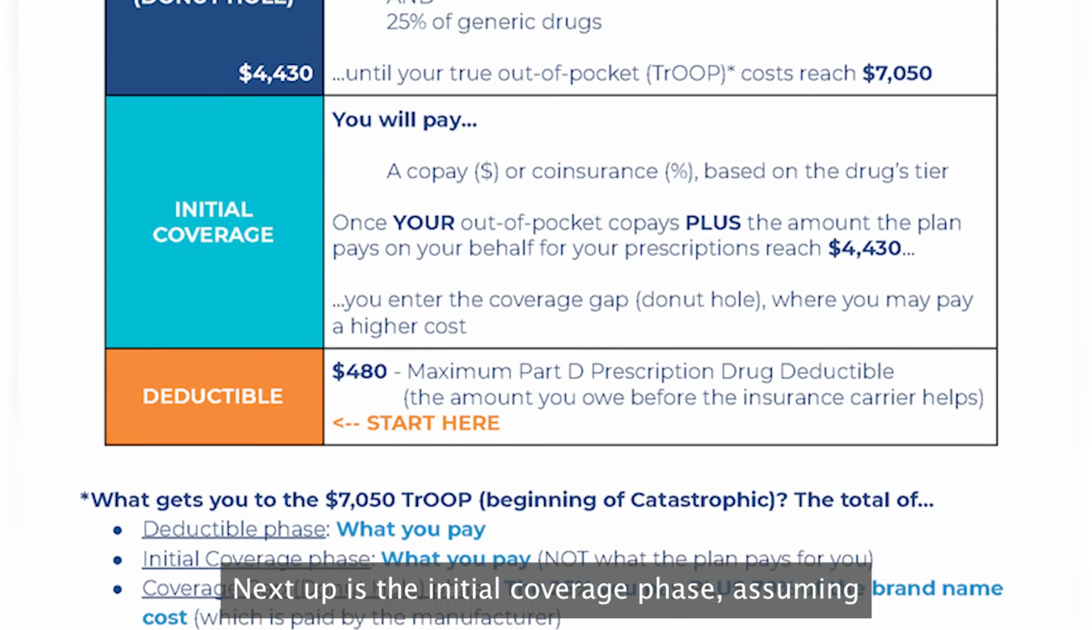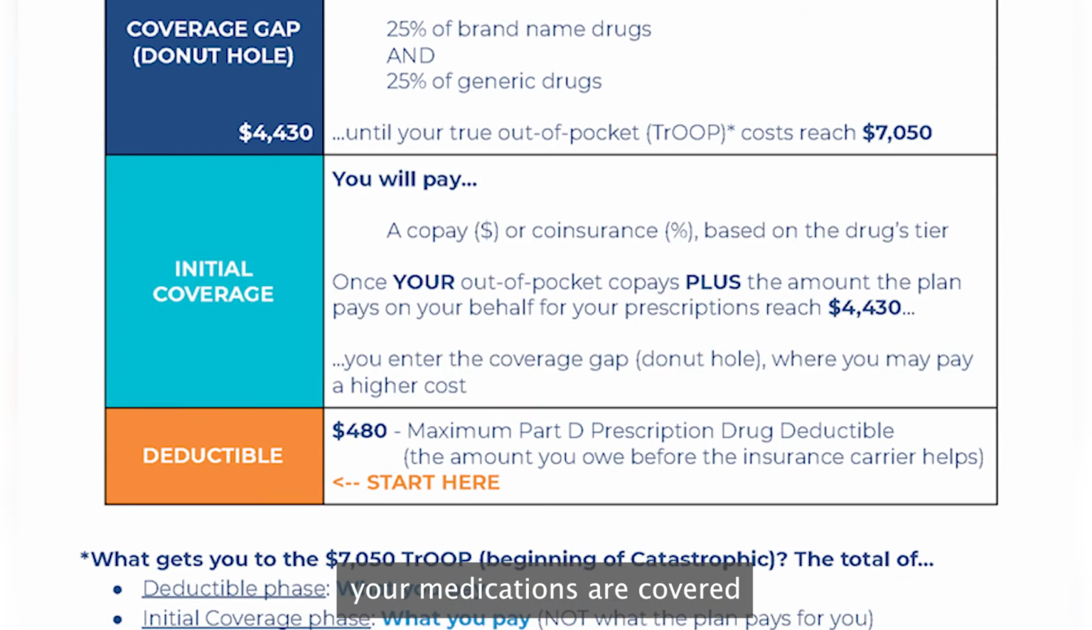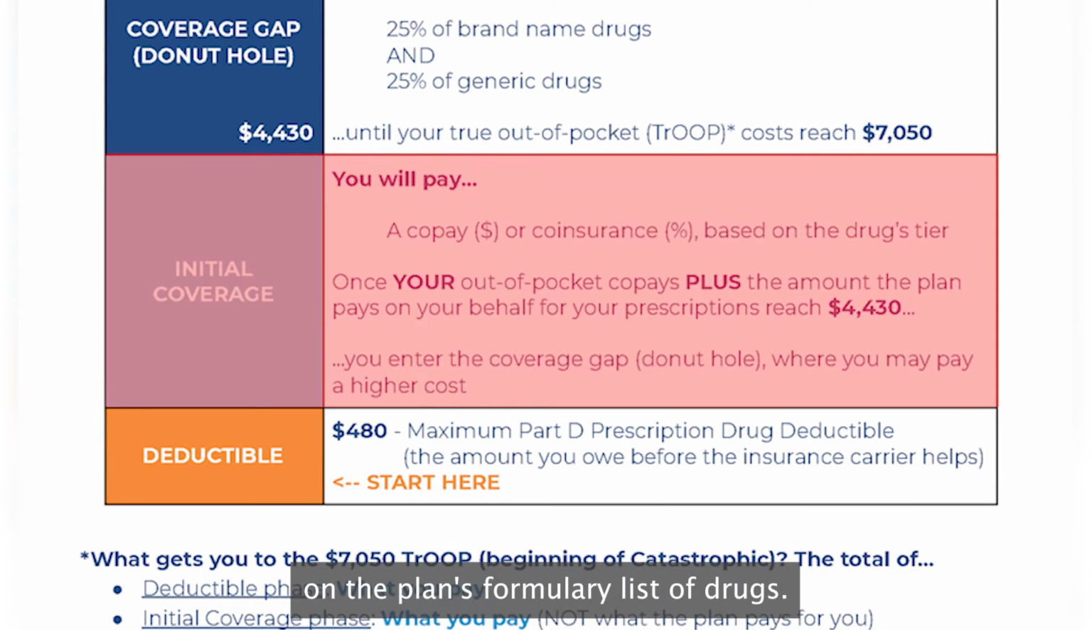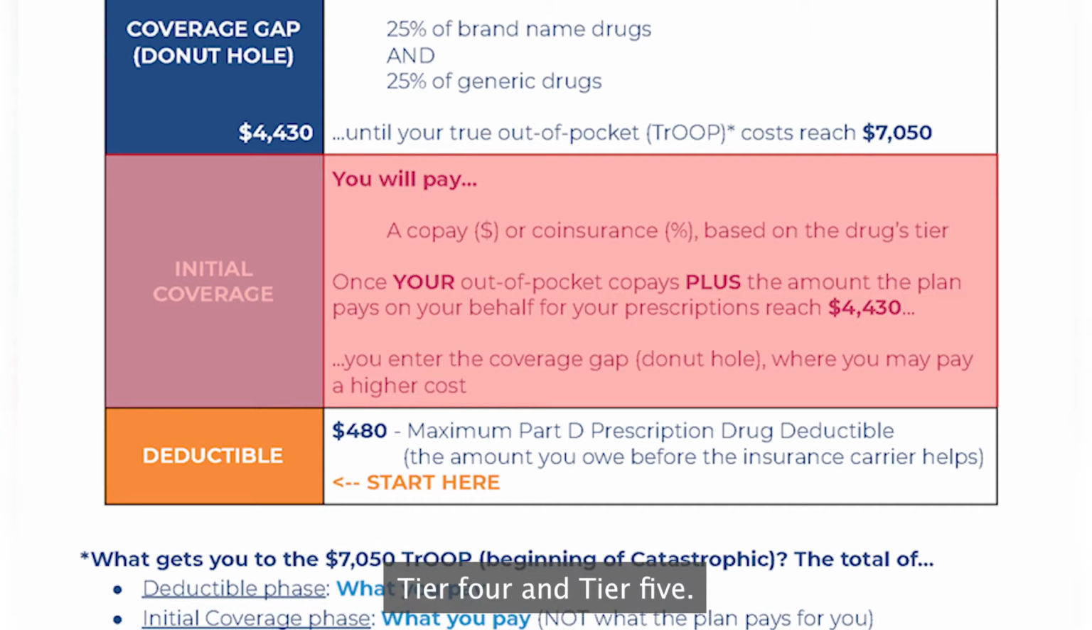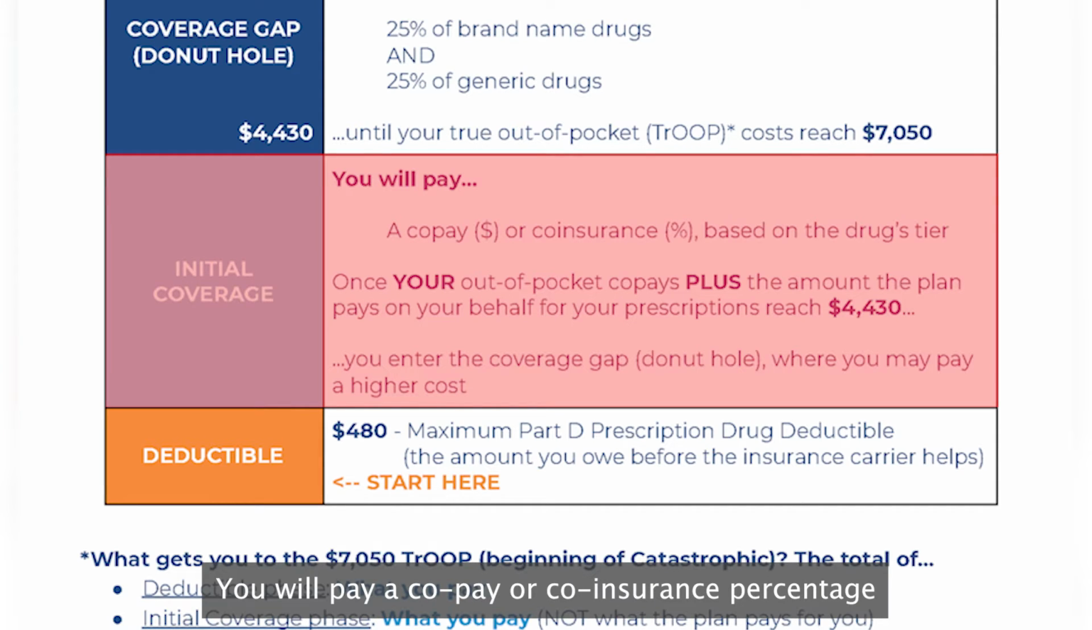Next up is the initial coverage phase. Assuming your medications are covered on the plan's formulary list of drugs, this is when your Part D plan begins to pay the bulk of the drug's cost. It's tiered-based pricing. Typically, generic drugs are Tier 1 or Tier 2. Then, brand name drugs are Tier 3, Tier 4, and Tier 5. You will pay a copay or coinsurance percentage until you reach $4,430 of total gross drug cost.